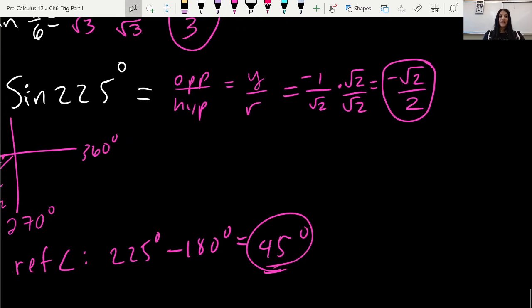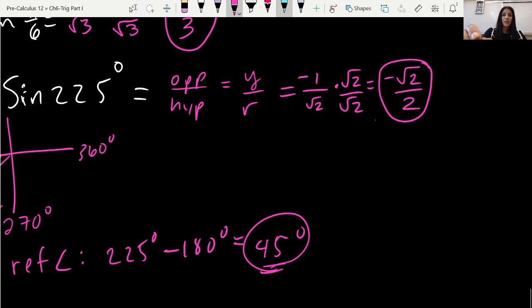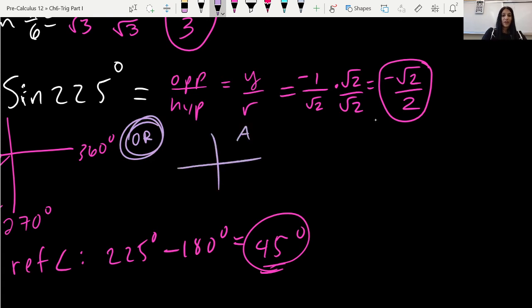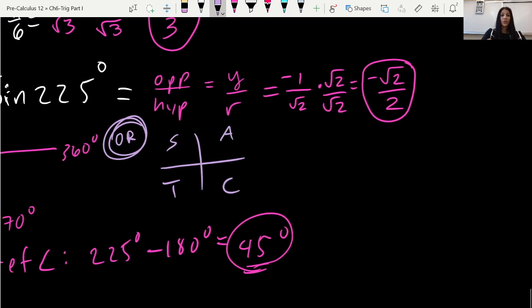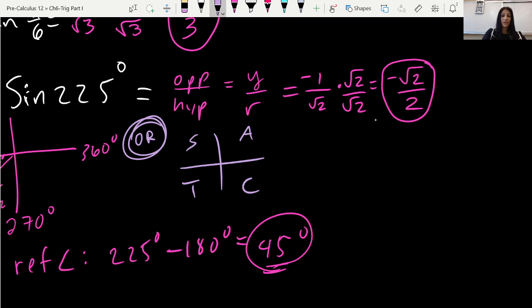That's how I would give my answer. If you found that strategy confusing, I'm going to quickly walk you through another way you could do it. You could use the all students take calculus thing. You do need to go through to figure out which quadrant 225 degrees would be in. When you find that it's in this quadrant, you could say, okay, I know that sine is negative in this quadrant because only in these two quadrants is it positive.